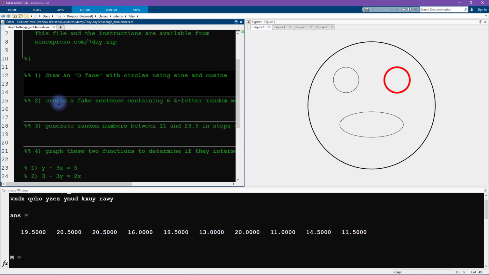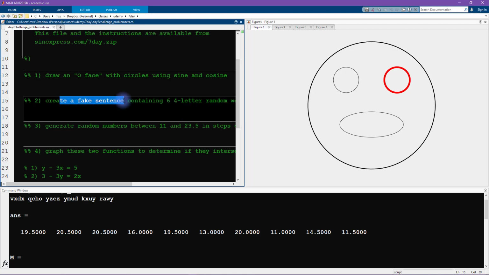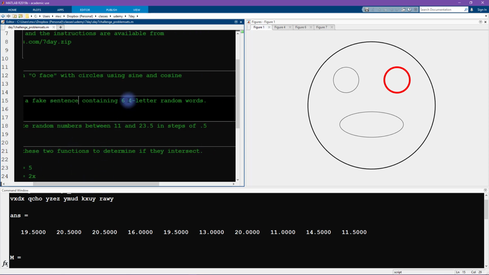Exercise 2 is to generate a fake sentence that contains 6 words. Each word has 4 letters, and the letters are just totally randomly selected from anywhere in the alphabet. So here you see an example of that. These are just randomly selected strings of 4 letters, and there's 6 of them put together.